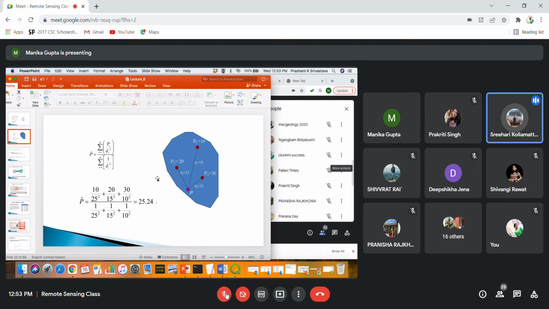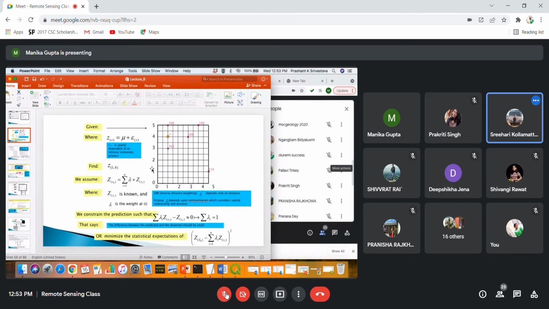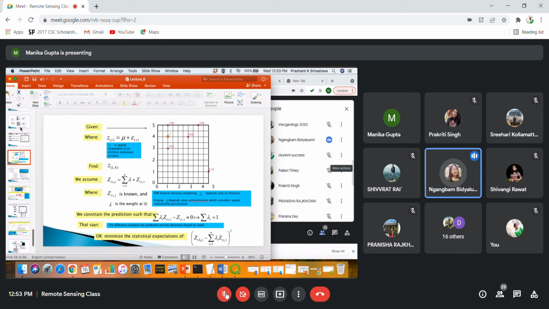Ma'am, how to take the D, ma'am? D is your distance. So in this case, we have to count the grid size. You are just taking the distance from this to the point. So if this is at 1 and here it is at 3, your distance will be 2. Okay. Ma'am, how to measure this distance? Okay.